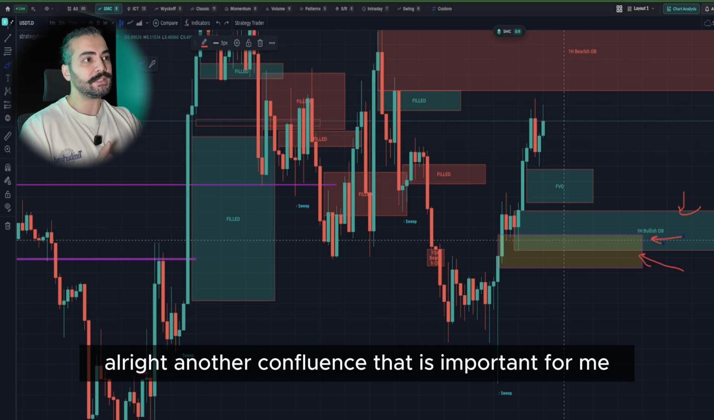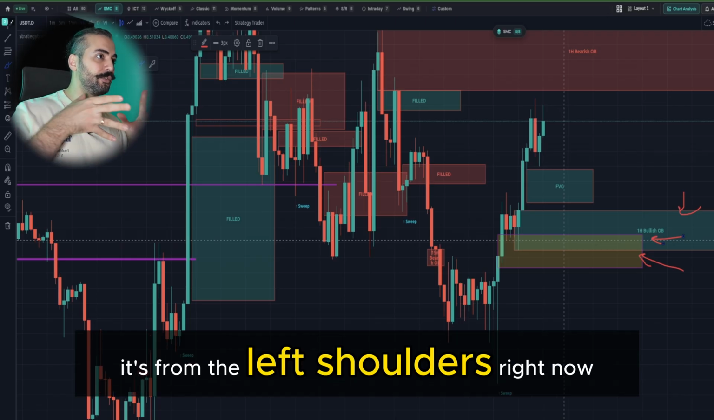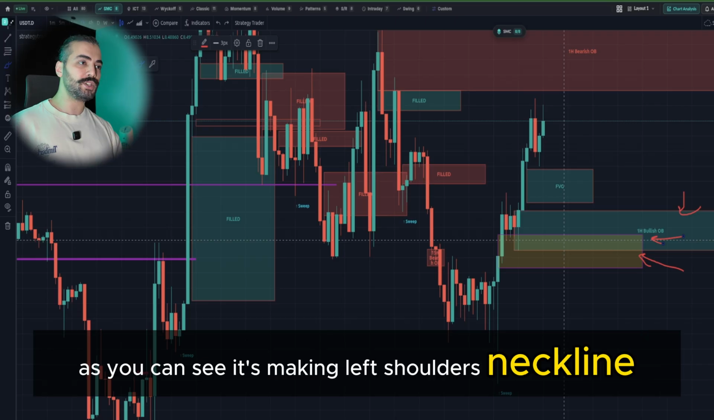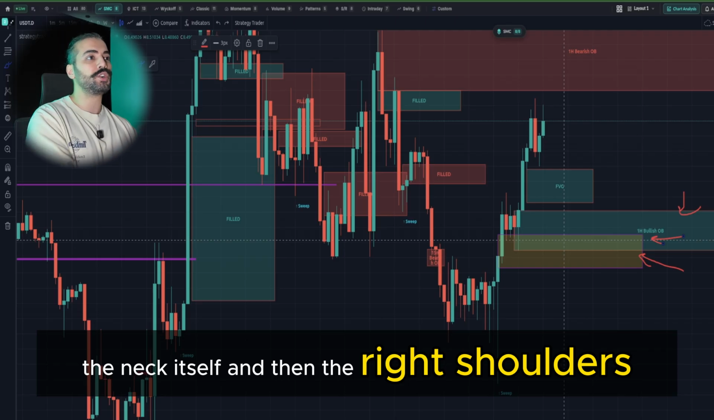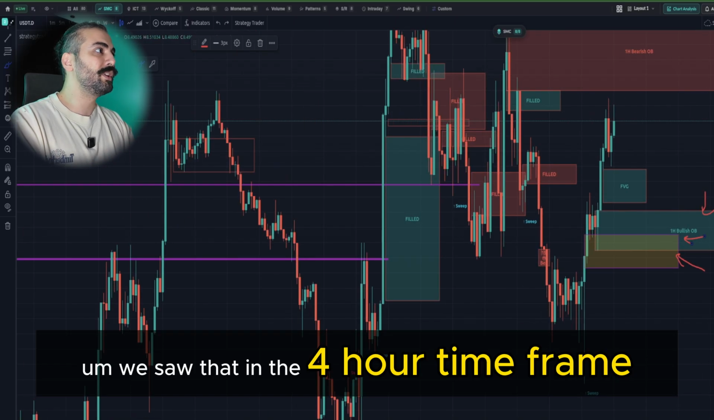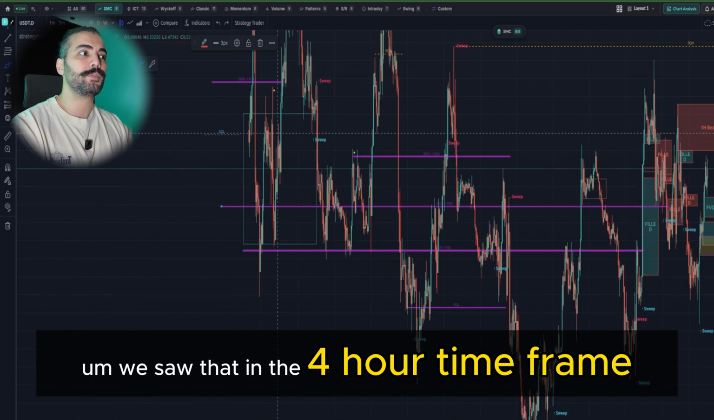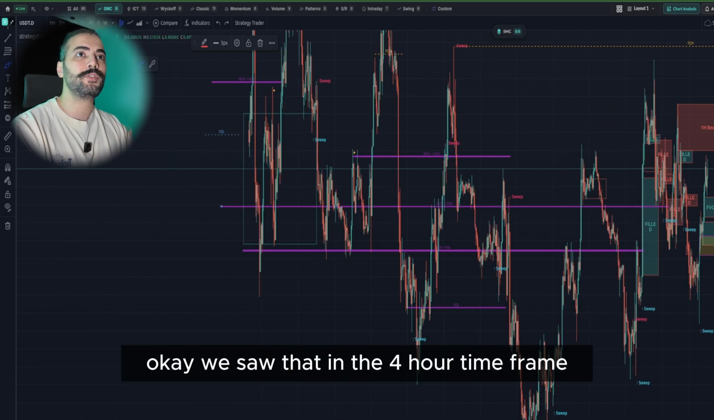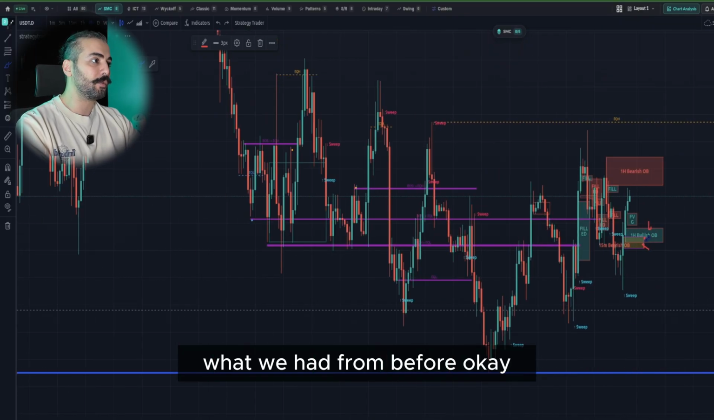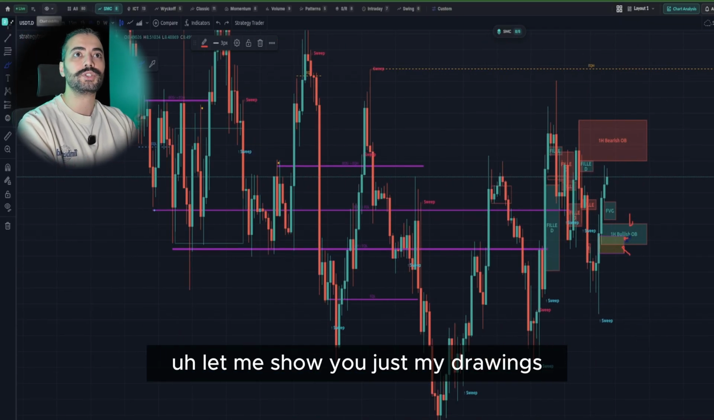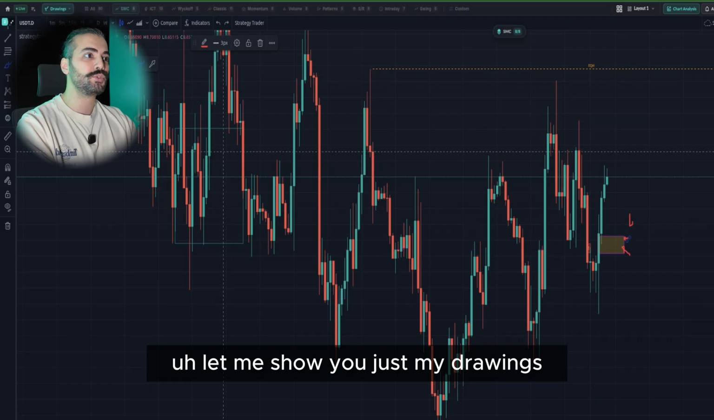Another confluence that is important for me is the left shoulder. Right now, as you can see, it's making the left shoulder, the neck itself, and then the right shoulder. We saw that in the 4-hour time frame, okay? If you remember from the 4-hour time frame, here is what we had from before. Let me show you just my drawings.